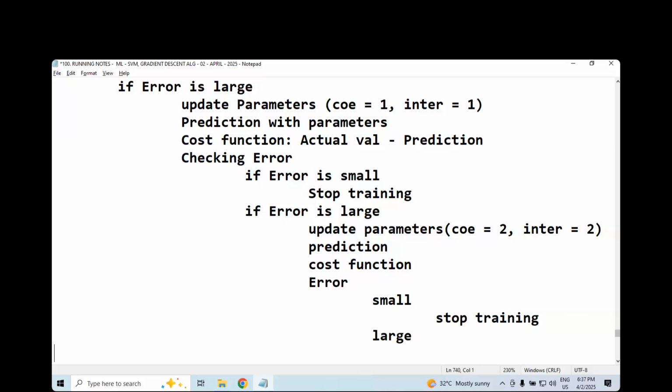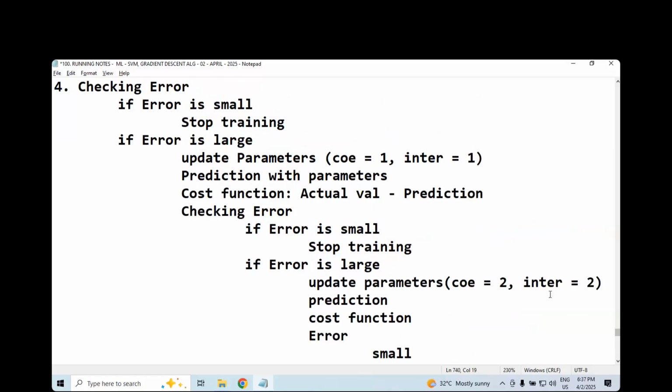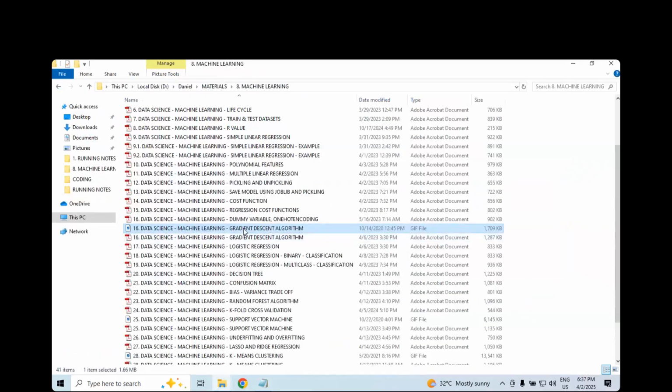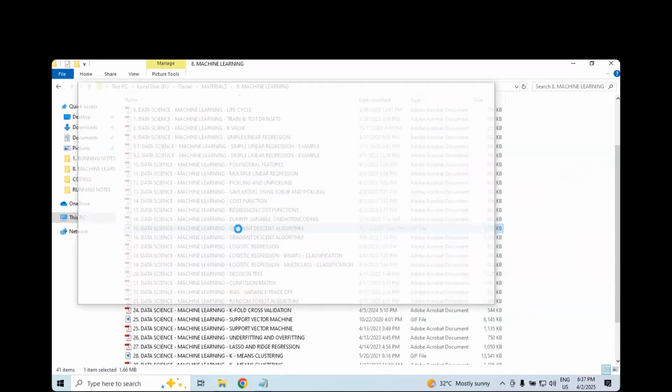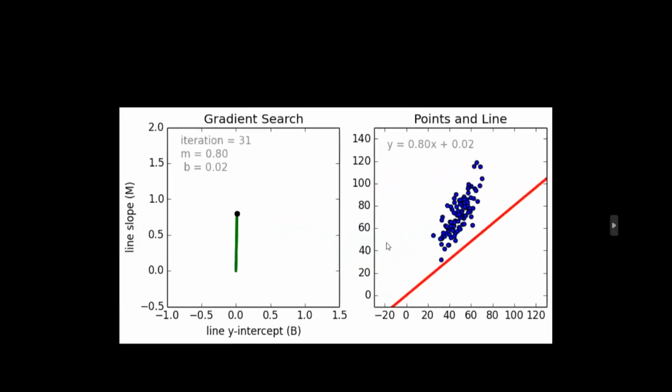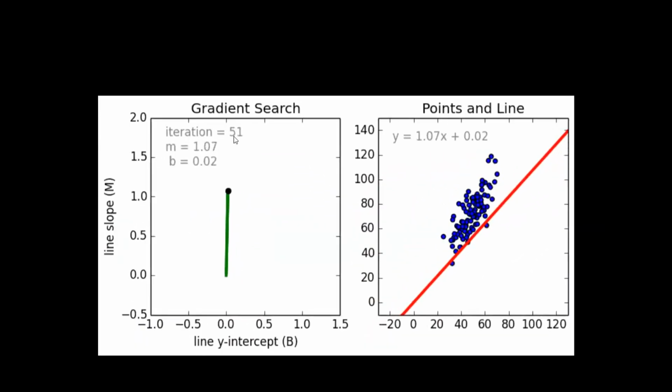Again, if the error is large, keep on the process. If you look at the diagram, the error is large, and like this it keeps going, almost 200 times. How many times? Can I tell you one small point? It can be 2 lakh times also. It can be 20 lakh times also. No limitation. Until it reaches the small error, training keeps happening.